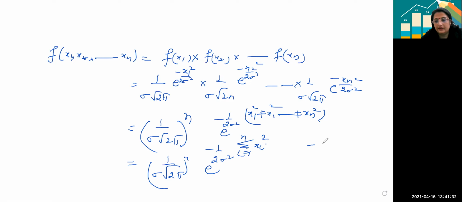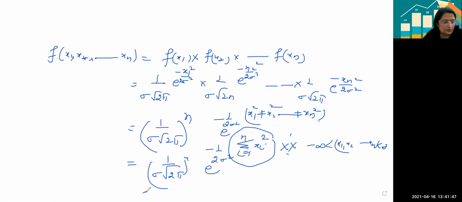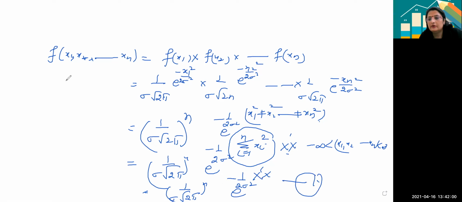Right? And definitely all the values x1 joint, it is lying between minus infinity to infinity. Right? Now, in order to convert, you know its expression is x dash x. So you will write here, this is 1 by sigma under root 2 pi raised to power n e raised to power minus 1 by 2 sigma square into x dash x. So this is the question of transformed variables.